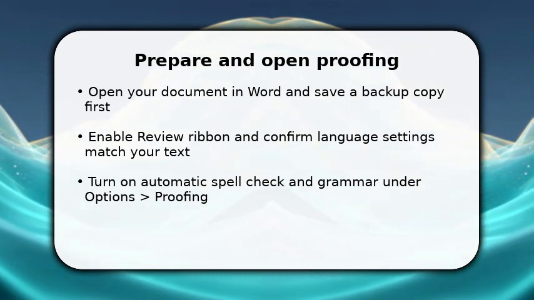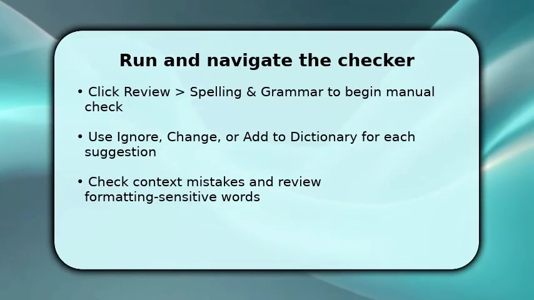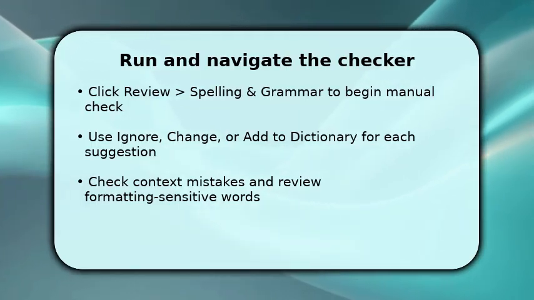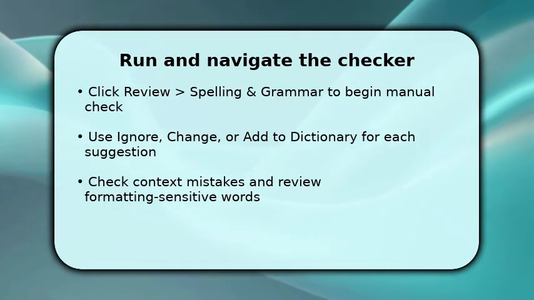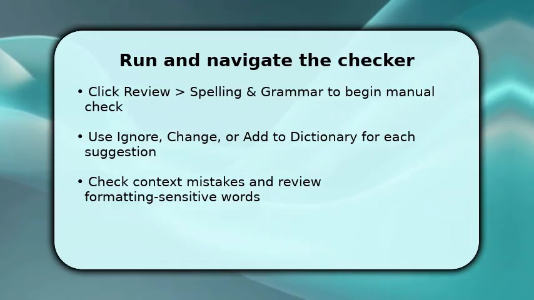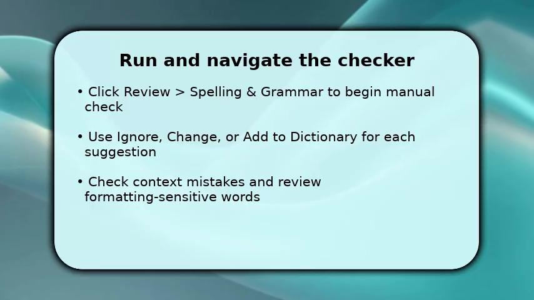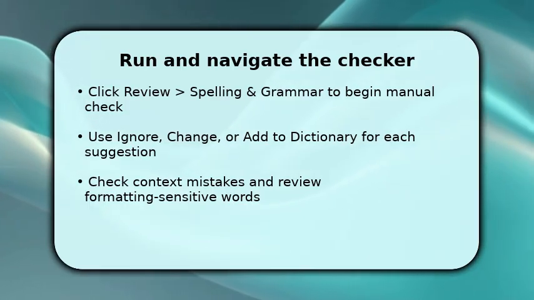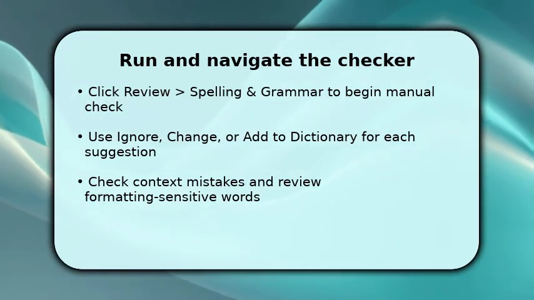You now run the built-in checker by selecting Review then Spelling and Grammar. This starts a focused review from the cursor position. As Word highlights each issue, choose Change to accept a correction, ignore if the word is correct, or add to dictionary for names and terms you use often.